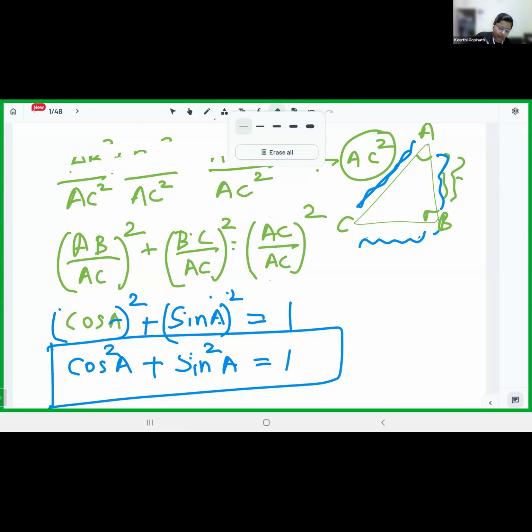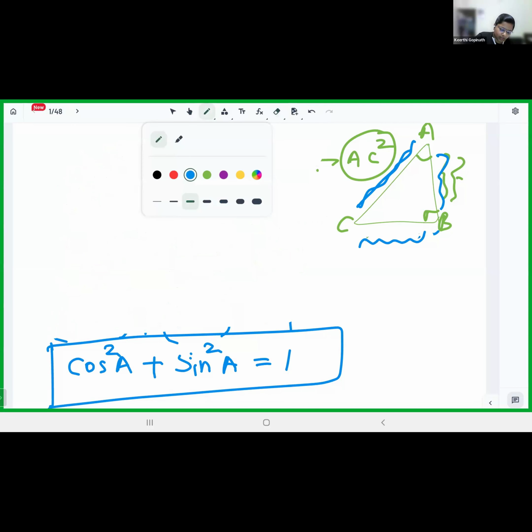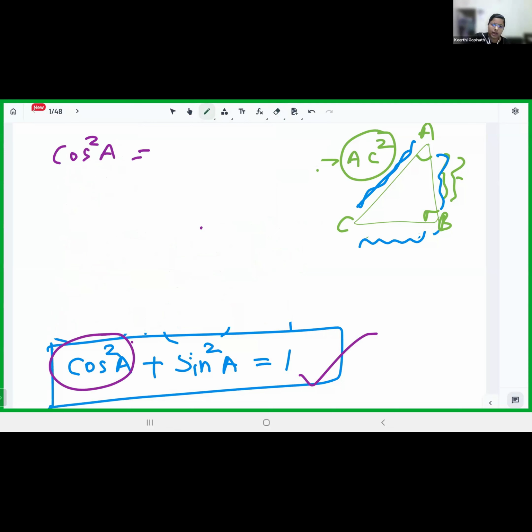Here, we have obtained our first identity. From this, you can obtain two more identities. I am keeping this cos square A here itself, and taking the sin square A to the other side. Here already it is 1, so sin square A, when moving to the other side, becomes minus sin square A. Cos square A is equal to 1 minus sin square A.